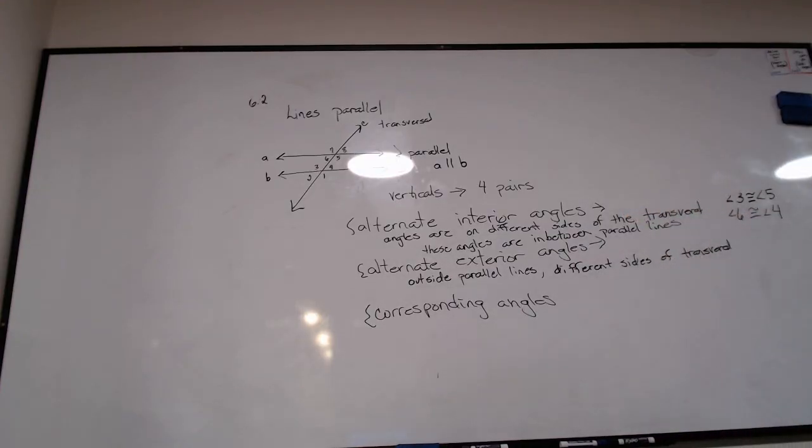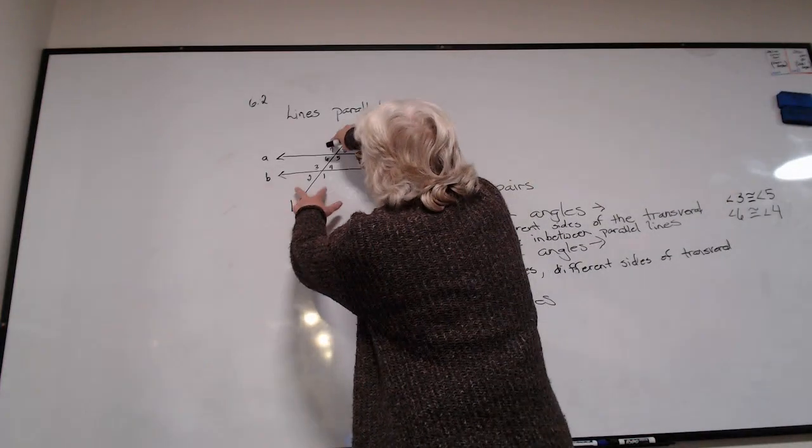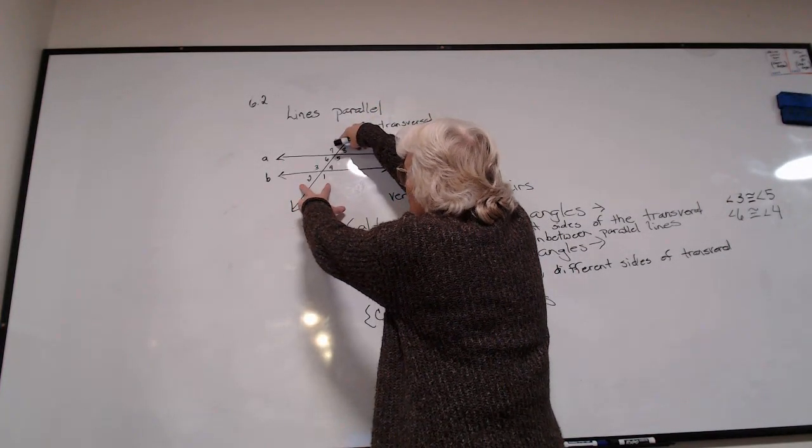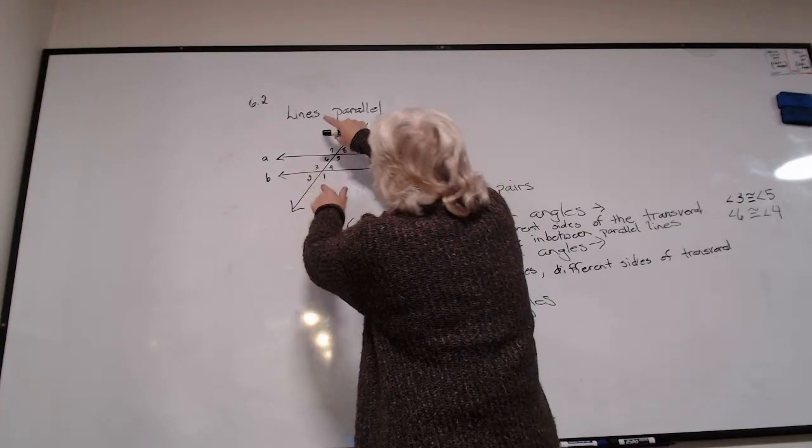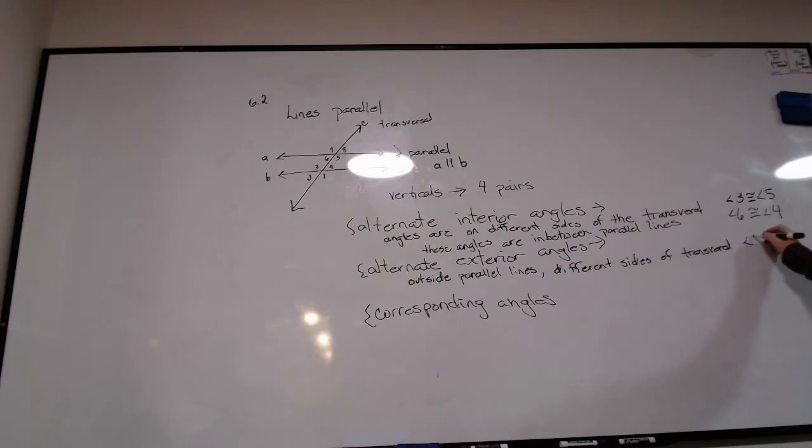Okay, Luke, give me a pair of alternate exterior angles on this drawing. It'd be like 1 and 3. Hmm, but 1's inside. So we want to be outside, so we're actually dealing with 1 and 2, 7 and 8, because those are our outside angles. The alternate ones would be 1 and 7.